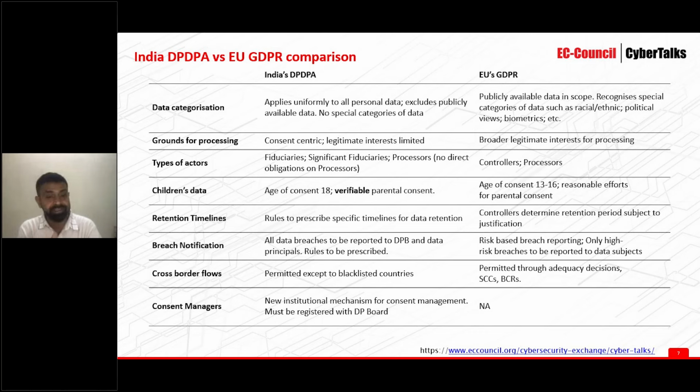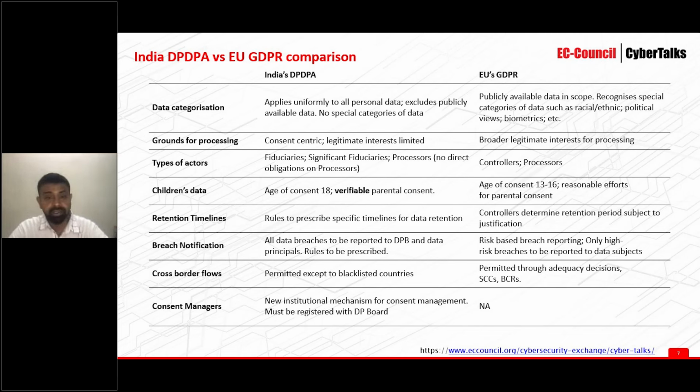So I think this is easier in the India one, but that's going to be the difference. Again, breach notification. The GDPR has a bit of subjectivity, which says risk-based breach reporting: only high-risk breaches are to be reported to the data subjects and to the data privacy board of the country. But how do you determine high-risk breaches? That's always been a point of debate.